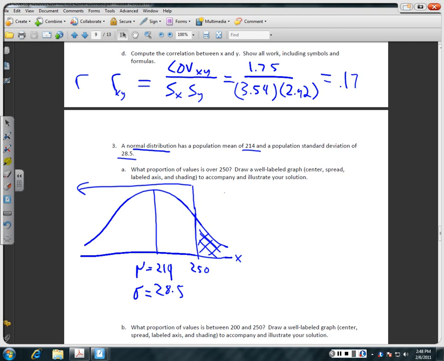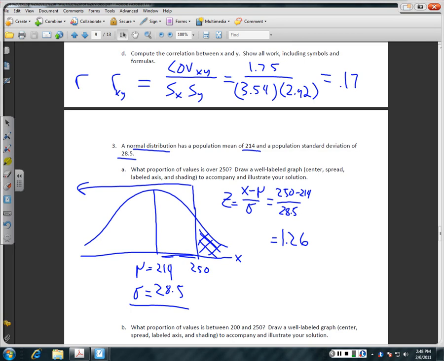So to calculate z, we take the value of x minus the mean divided by the standard deviation, getting the distance right here between 214 and 250, and then dividing that by the standard deviation to get the number of standard deviations from the mean. And that is, by my calculations this morning, 1.26.